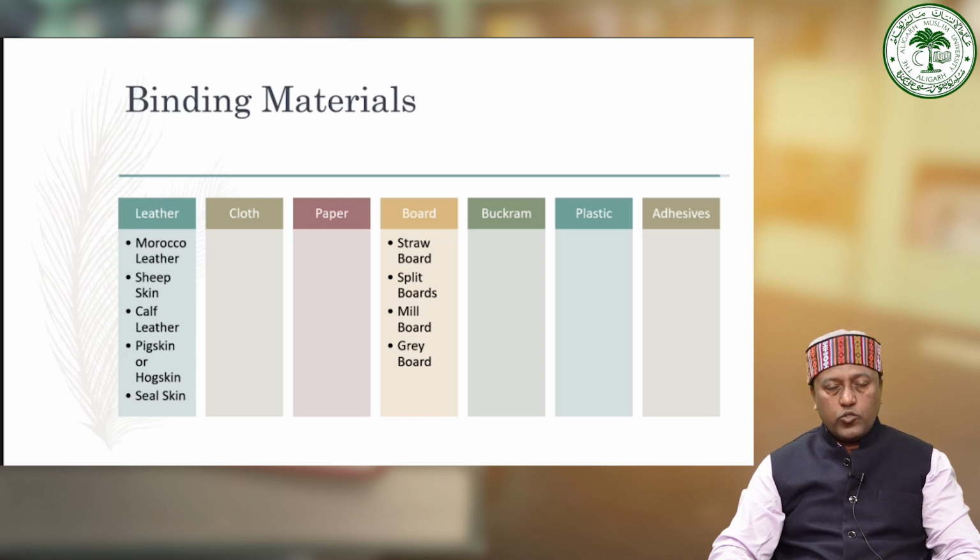Then we use plastics also. Plastic binding is also available, such as comb binding or spiral binding, which use plastic elements to secure the pages of the book. Then we use adhesives such as glues or paste that are used to bond the cover material to the binding boards and secure the pages of the books. And the type of adhesive used can impact the durability and longevity of the binding.